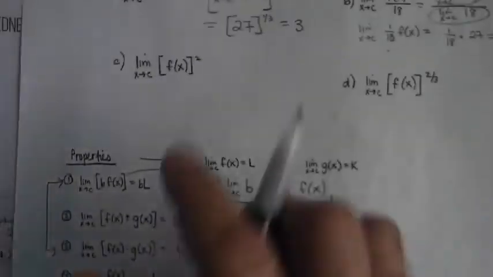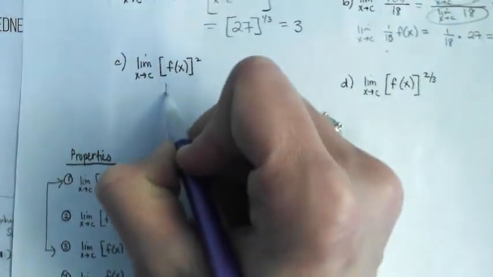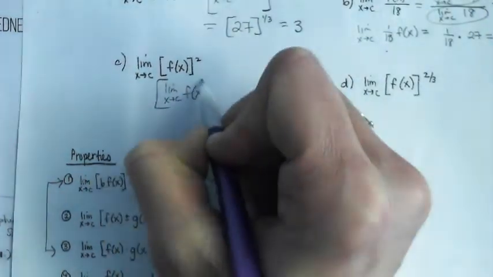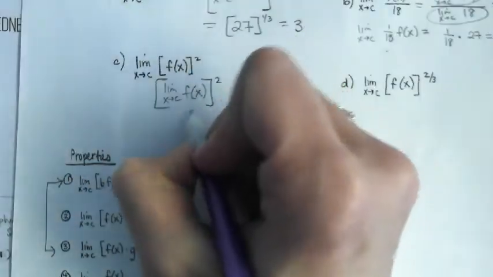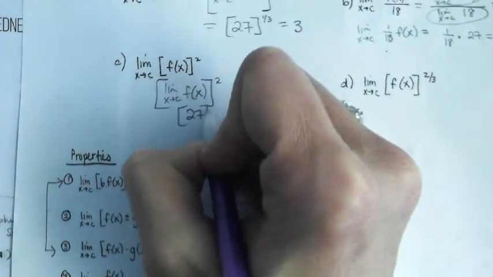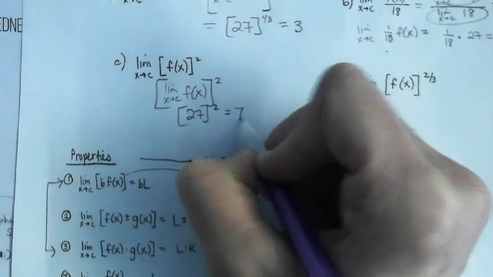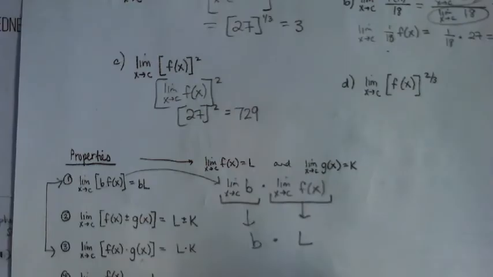C is definitely the last property. Just take your limit as x approaches c of f of x, and whatever that is, just square it. So that's 27 squared. Uh-oh, I don't like that. You guys are on the ball.